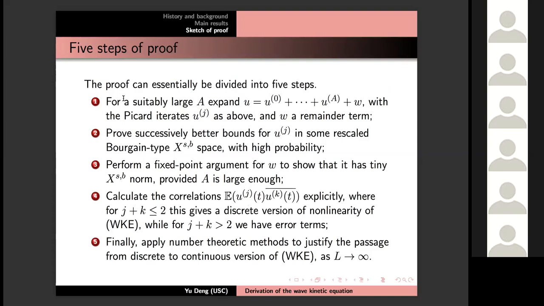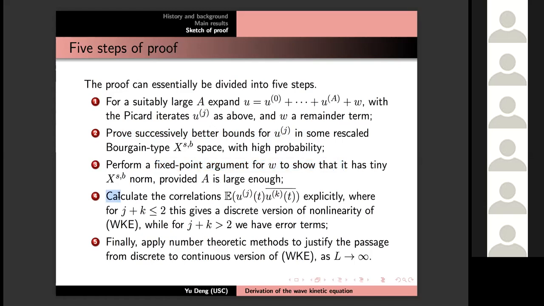The proof is that we do this expansion, this high order expansion, where each u_j is a multilinear Gaussian, plus the error term w. We prove successively better bounds for these u_j, which involve an explosive amount of combinatorics that we're able to go through. And then we perform a fixed point argument for w, which is in a very nice space with a very tiny norm. So this is not hard, but in the end we'll need some kind of estimate for random matrices that Charles also mentioned in his talk.